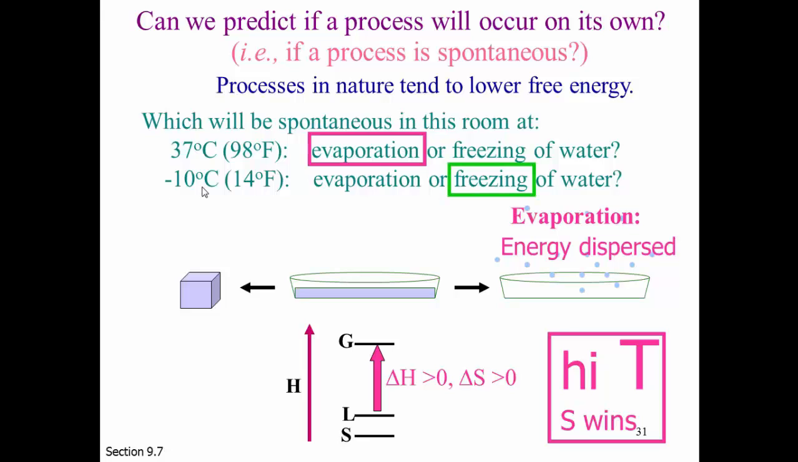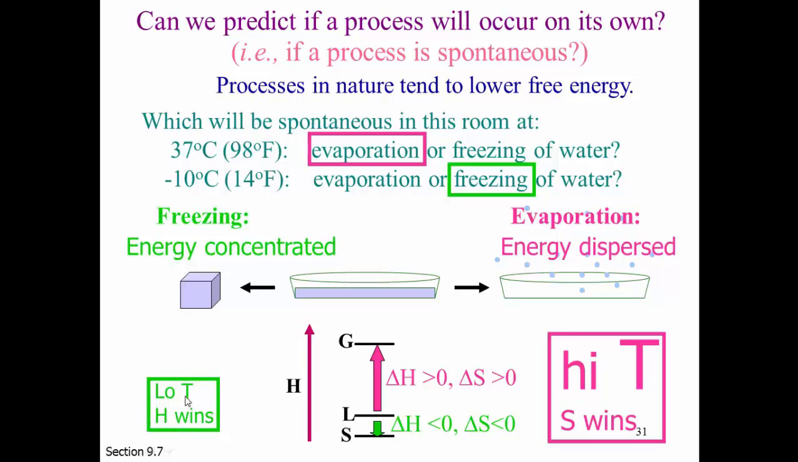If it gets cold, water freezes. Freezing of water is liquid to solid, so it is a negative, negative scenario. Negative scenarios occur when we're at low temperature, because at low temperature, delta G goes with delta H. So delta H is negative at low temp, delta G will also be negative.